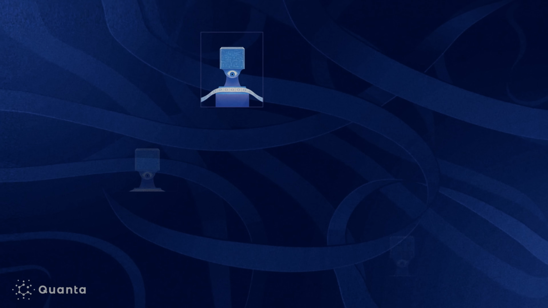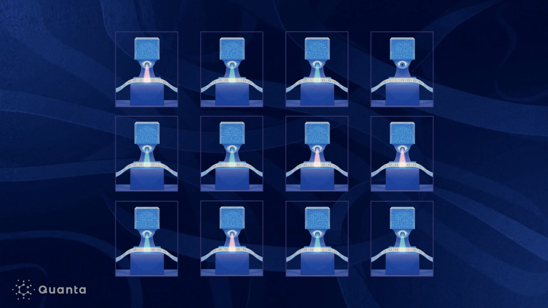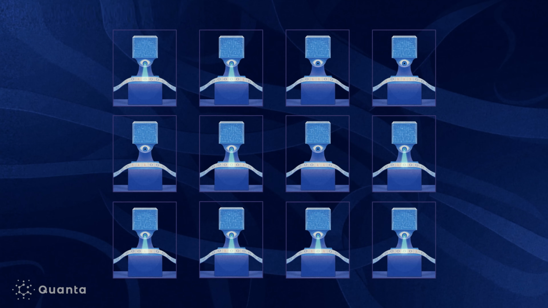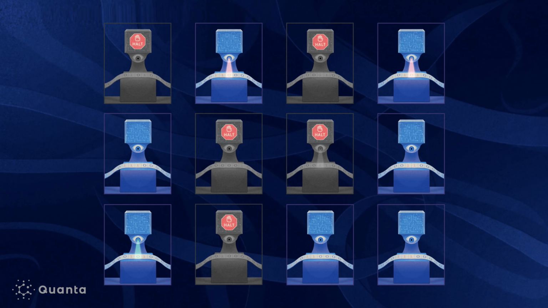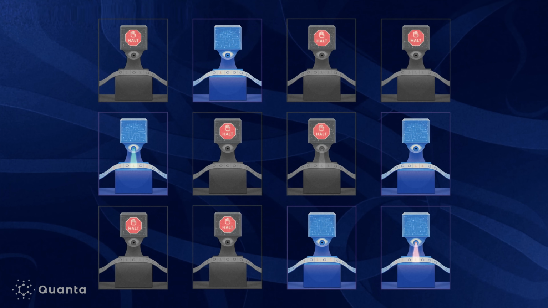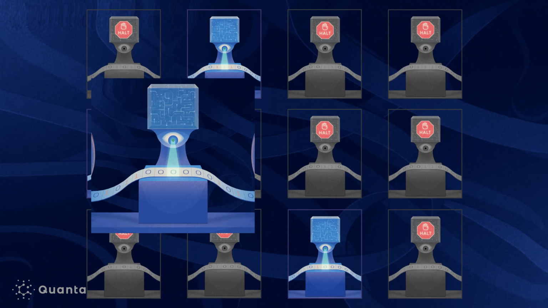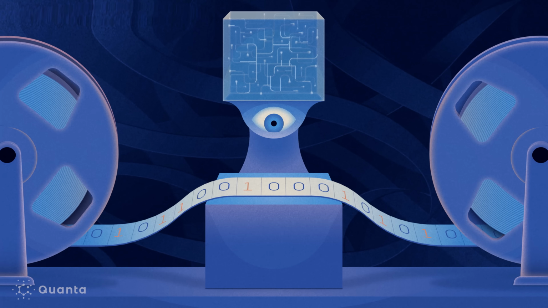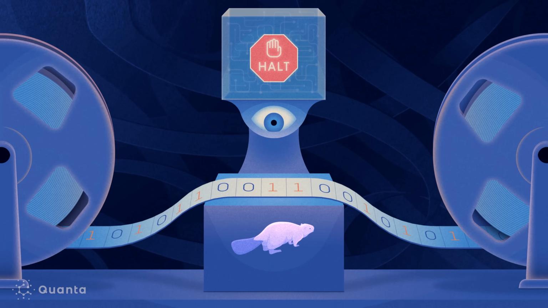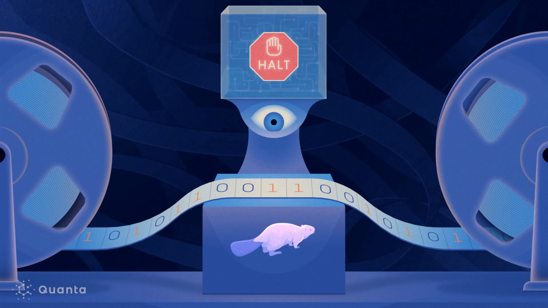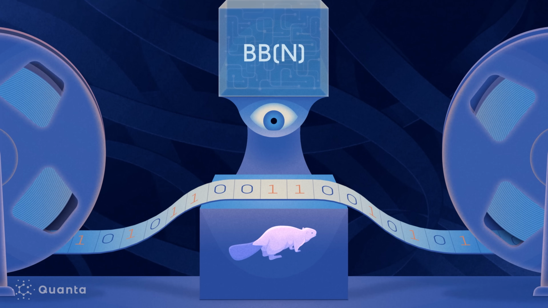Now feed a tape of zeros into each machine in the group and see what happens next. Some will halt quickly. Others will run much longer, while still others will keep going and going forever. For each value of n, there must be one hard-working machine that runs the longest and then stops. This is the Busy Beaver. The number of steps that the Busy Beaver with n rules takes before halting is denoted BBN.